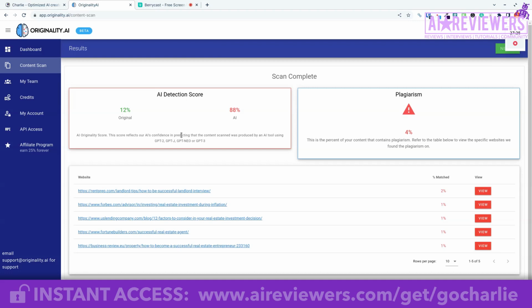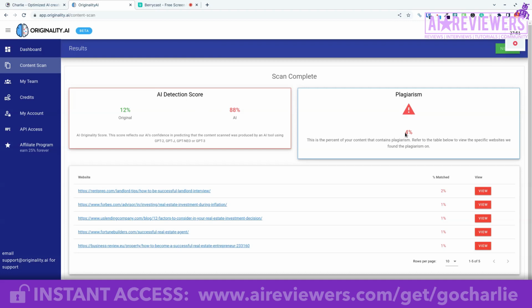What you can do is go in and make the required edits that we already went over to your content, rework the content, and then come back and rescan the article. When you do that, you'll oftentimes get a much better AI detection score. So don't let that discourage you from using GoCharlie to generate content. Just keep in mind that it's always best to go back and do some edits to improve this score.